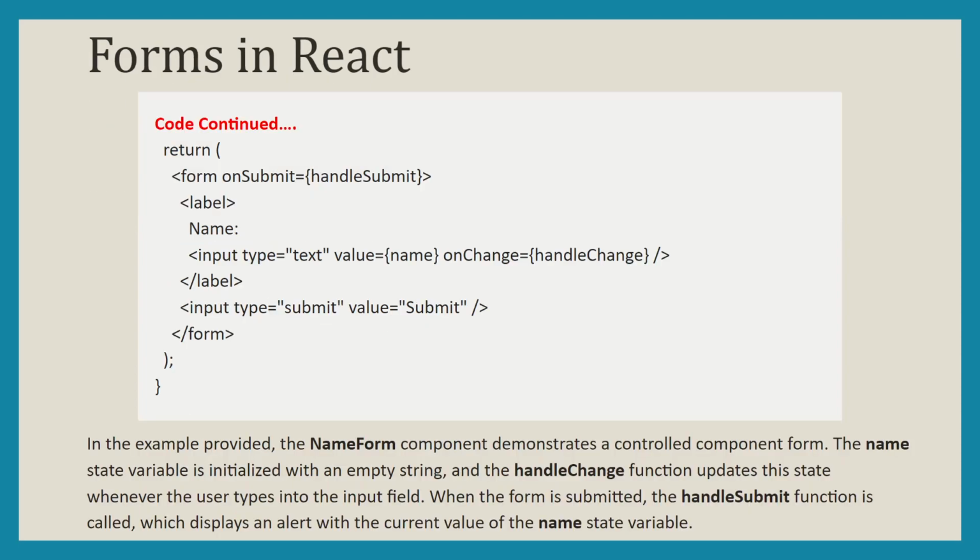And the continuation of the code: return <form onSubmit={handleSubmit}> <label> Name: <input type="text" value={name} onChange={handleChange} /> </label> <input type="submit" value="Submit" /> </form>. So in the example provided, the NameForm component, which we just went through, demonstrates a controlled component form. The name state variable is initialized with an empty string, and the handleChange function updates the state whenever the user types into the input field. When the form is submitted, the handleSubmit function is called, which displays an alert with the current value of the name state variable.